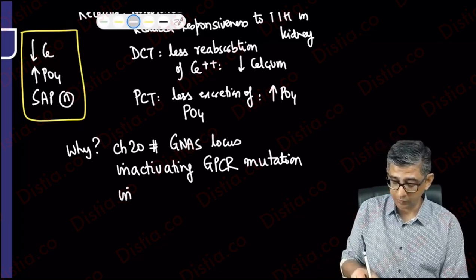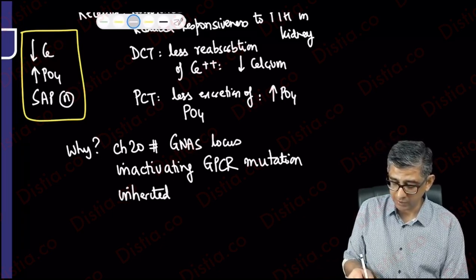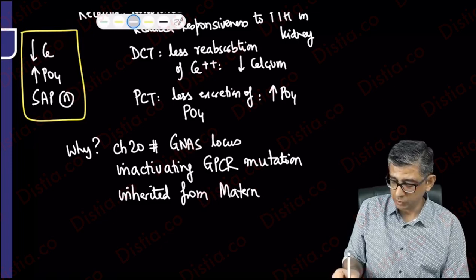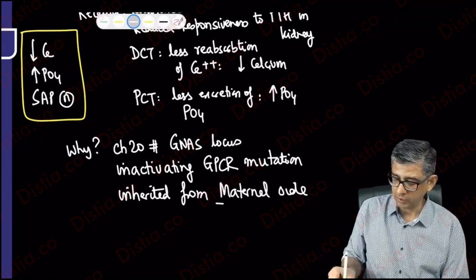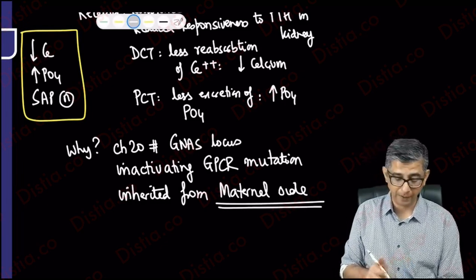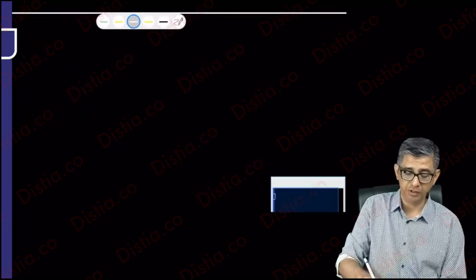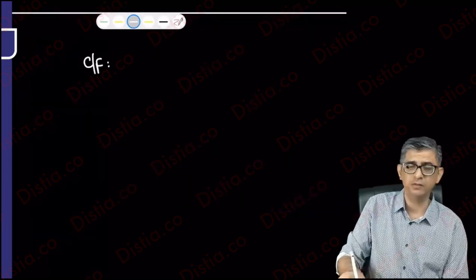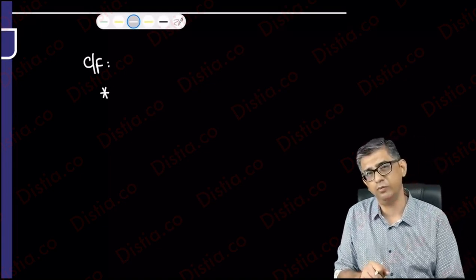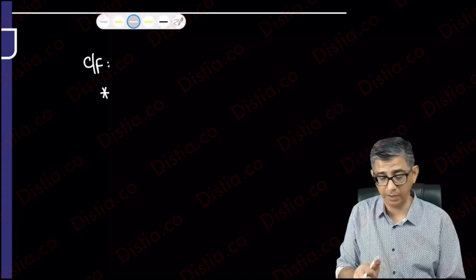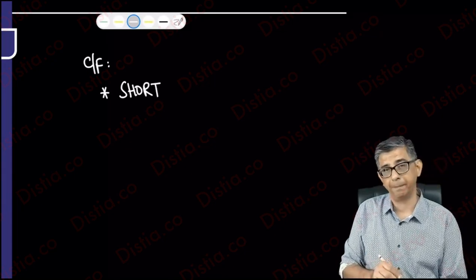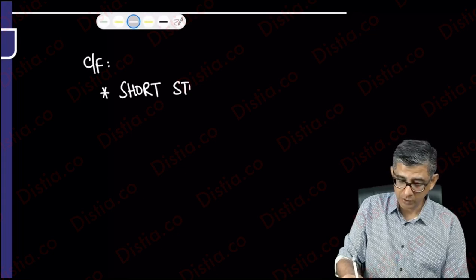The peculiarity of pseudohypoparathyroidism is that it is inherited from the maternal side. So over and above Angelman syndrome, I wanted you to remember pseudohypoparathyroidism is also inherited from the maternal side. Let's look at what the clinical features will be in this patient, and leave a line on the top if you're noting with me, for the summary of the clinical findings.